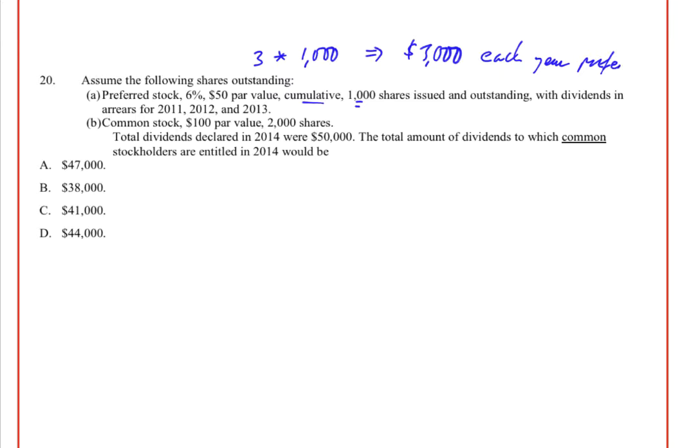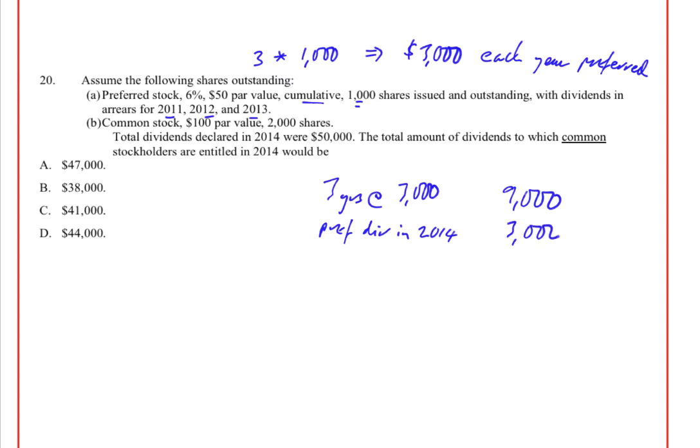And if they're in arrears, then of course the arrears have to be settled before the common stockholders get anything. These dividends are indeed in arrears for 2011, 2012, 2013. So that's 3 years at 3,000 per year, which is the arrears of 9,000. And then there's the preferred dividend in 2014, to which the preferred shareholders are entitled, which is 3,000. So that's 12,000 to the preferreds.